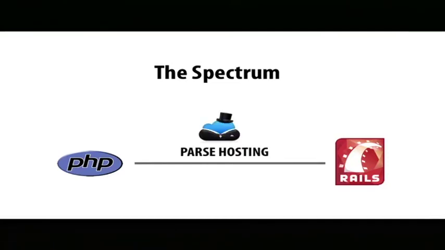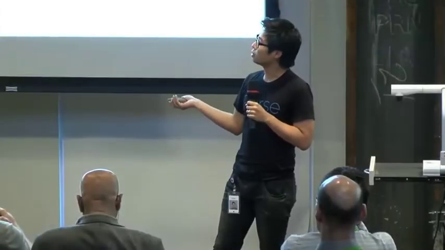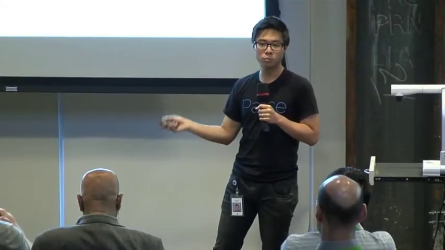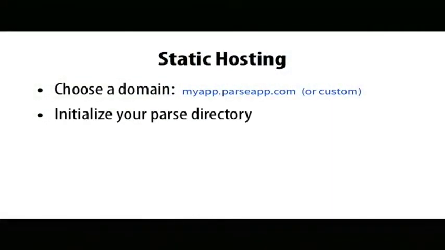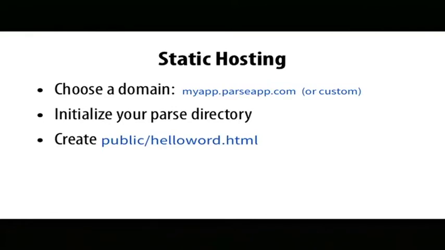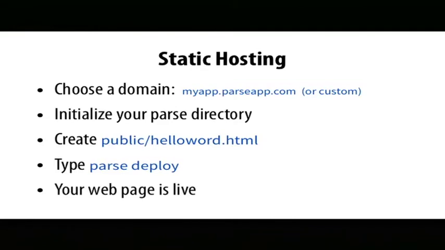So I'll just dive in and talk a little bit more about how that actually works. First up is static hosting, and this is sort of what you would expect. You just choose a subdomain, and it'll appear at parseapp.com, or you can have your own custom domain and point your DNS over to us. You initialize the Parse directory on your computer with the Parse command line interface. Then you just create some arbitrary files in your public directory. Then it's simply one keyword, deploy, and your website's live. Pretty intuitive, a lot like FTP, what you would come to expect.